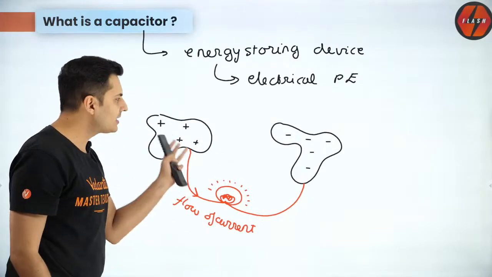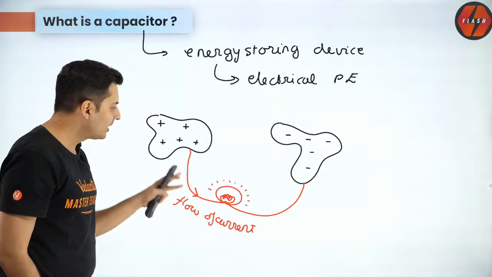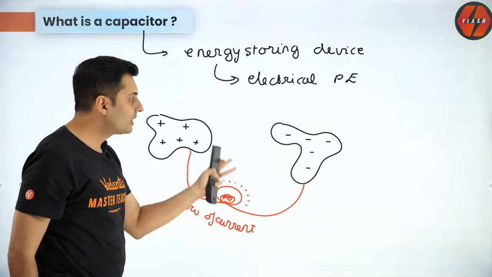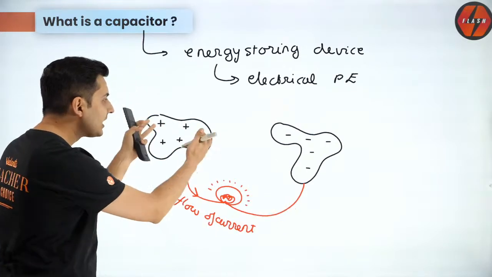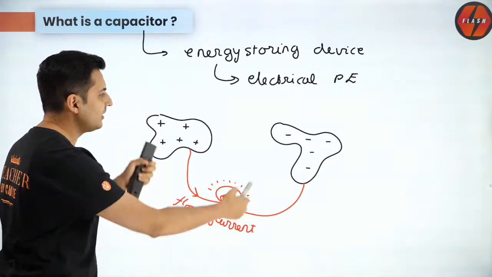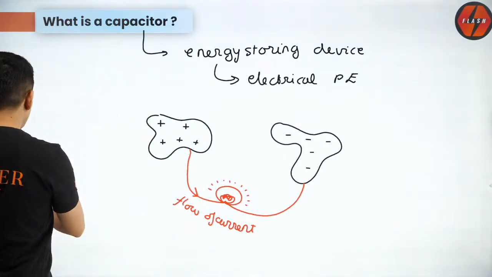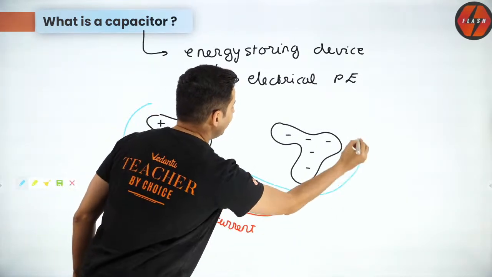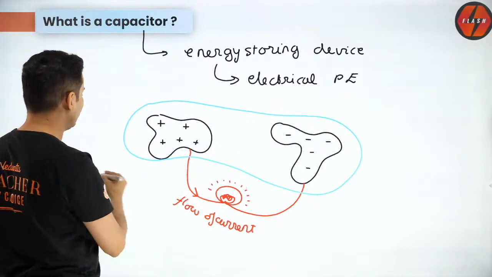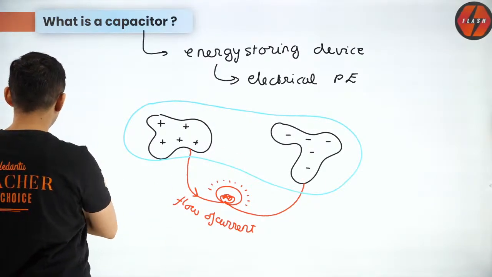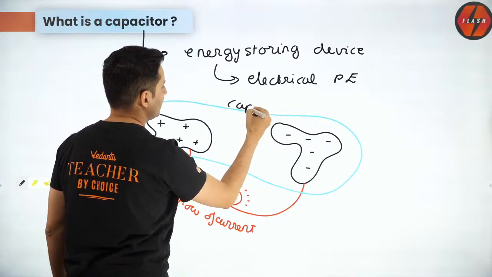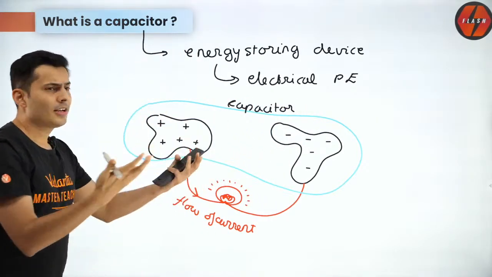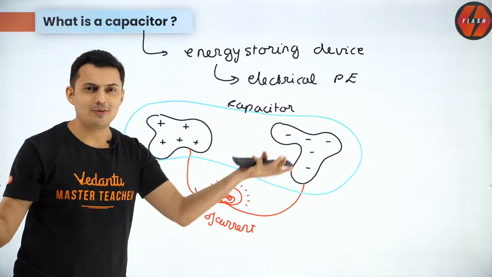So where did this light energy, this heat energy come from? That means there must be some energy stored before these two conductors were connected with each other. So that energy was basically the electrical potential energy between these two conductors. So I can very well say then that these two pieces of conductor are nothing but a capacitor. So any two conductors, you charge them, that's it, it forms a capacitor.